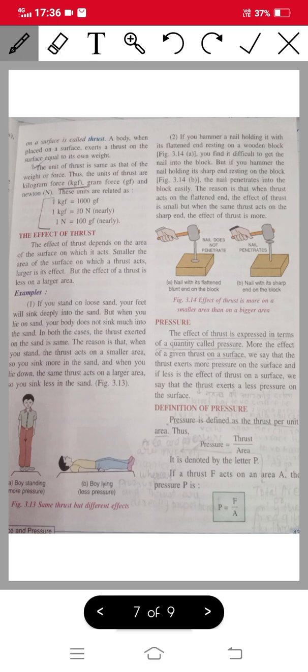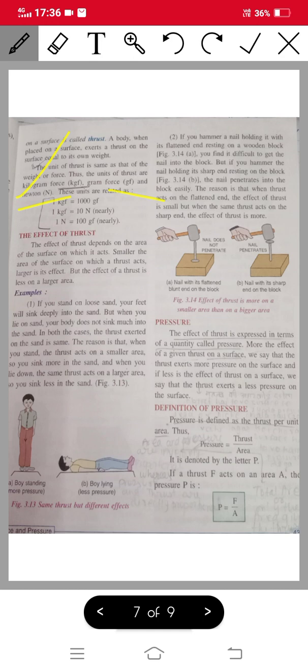What is the unit of thrust? The unit of thrust is the same as weight or force. Thus the unit of thrust is kilogram force or gram force or Newton. So basically thrust is force. The SI unit of force is equal to the SI unit of thrust, which is Newton. It could also be kgf or gf, that is kilogram force or gram force.